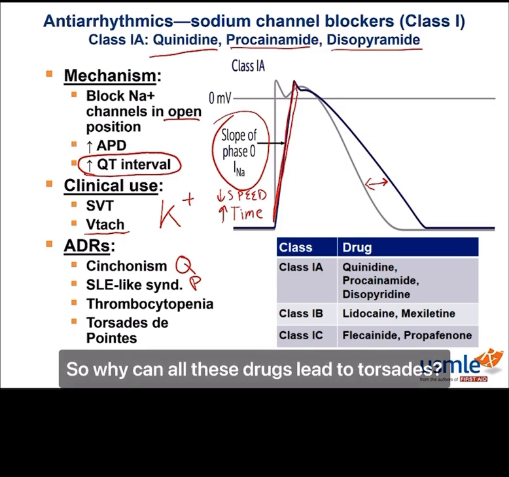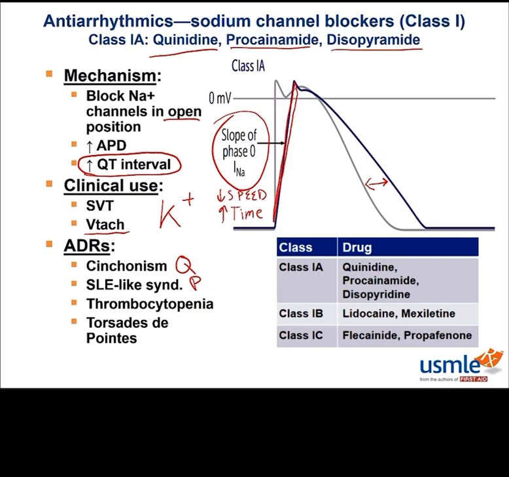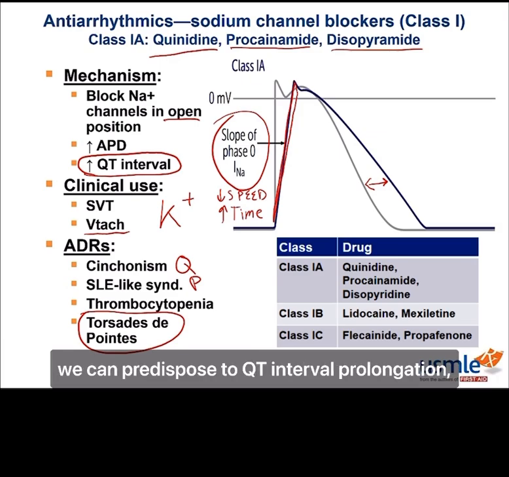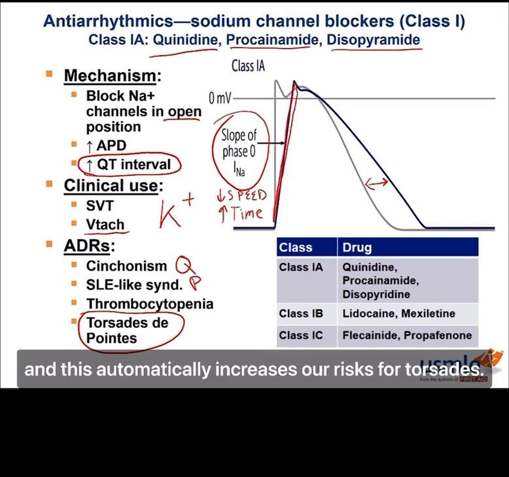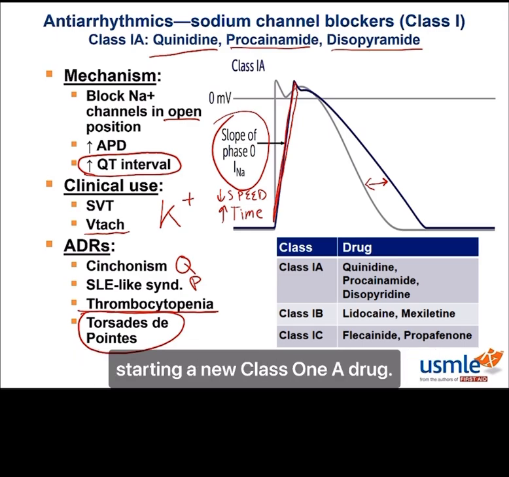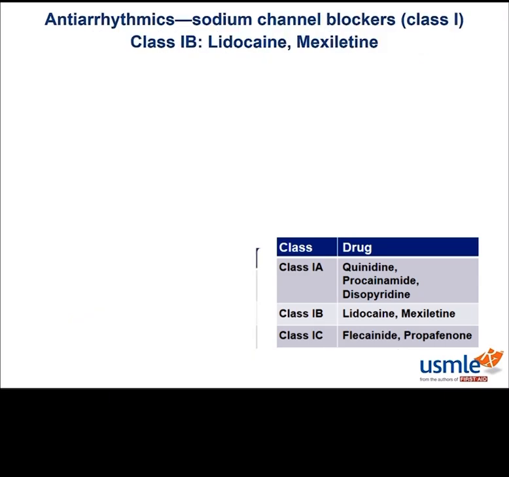So why can all of these drugs lead to torsades? Anytime we start messing around with the potassium channels responsible for our repolarization, we can predispose to QT interval prolongation, and this automatically increases our risks for torsades. One last side effect is thrombocytopenia. No one is quite sure how this works yet, so just be on the lookout for someone with a low platelet count in the setting of starting a new class 1A drug.